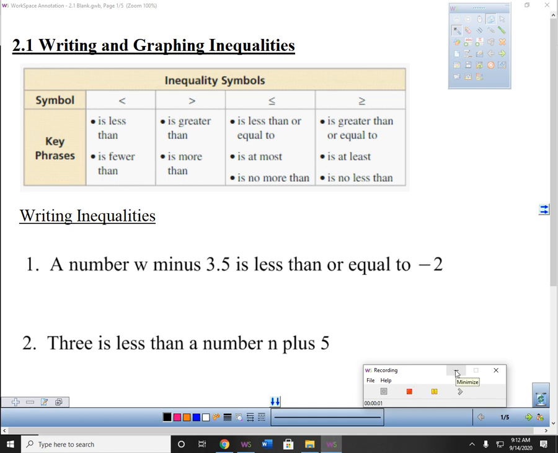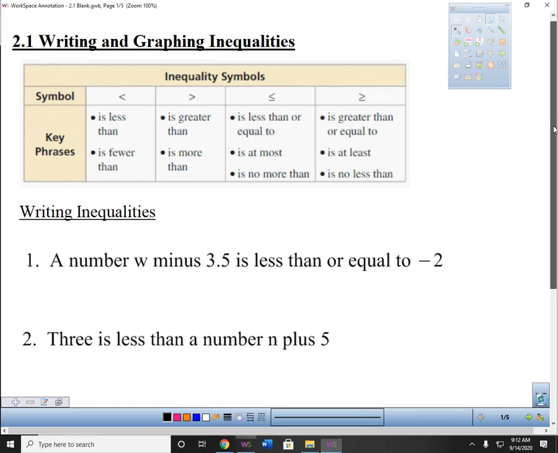So today we're going to be writing and graphing inequalities. Just a reminder that this is a less than, which means fewer than, smaller than, okay? This is greater than, that means there's more than, okay? This is the same as the less than, but it's also equal to, okay? And then greater than or equal to, which I think those are really familiar.